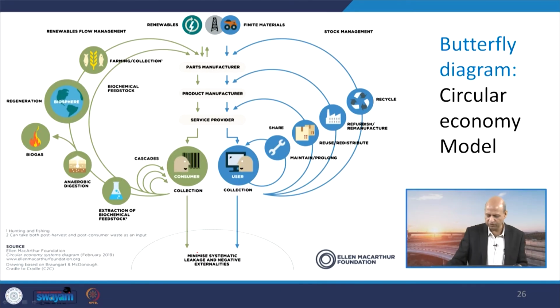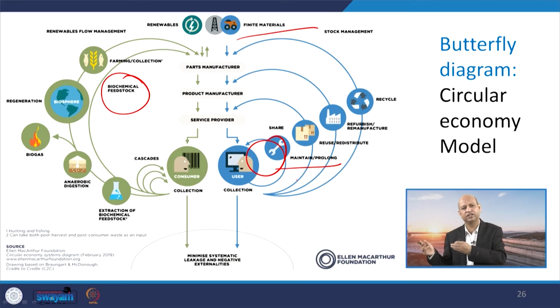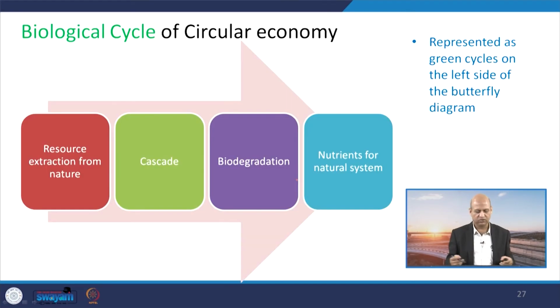Okay. Then we talk about philosophy related to renewables and finite materials. So many things are there. You can see the butterfly diagram here, like biogas, and then it comes back as biochemical feedstock. So, you can compare. Then sharing is there for maintenance-related things, because when we have our own vehicle rather than sharing a public transportation system, then we consume a lot of energy etc. So, those things are there.